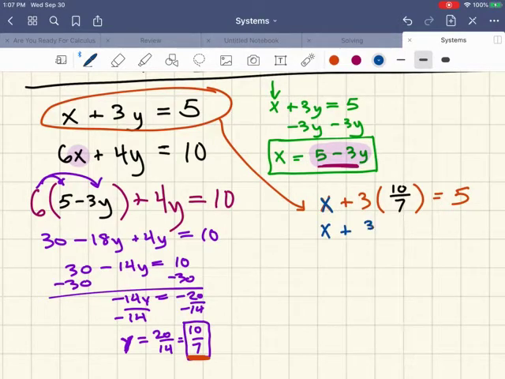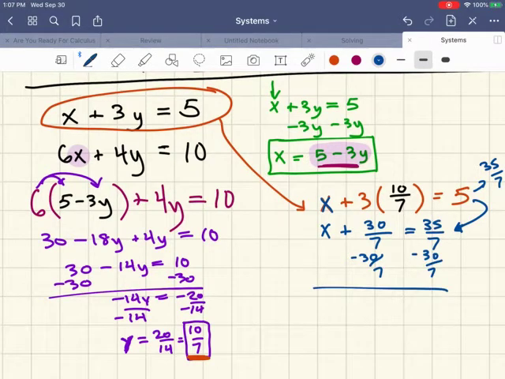3 times 10/7 is 30/7. 5 is equal to 35/7. So I'm just going to rewrite that as 35/7. And then I'm allowed to just subtract 30/7 from both sides and get x equals 5/7.